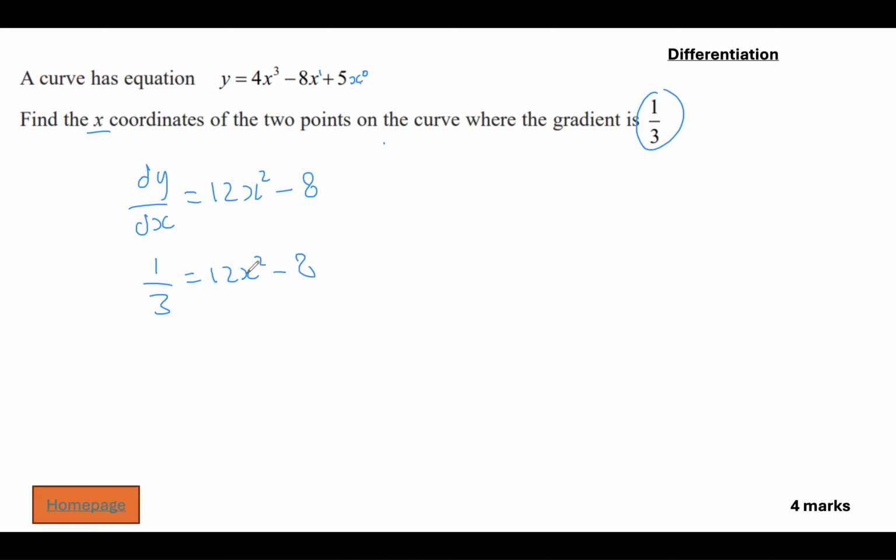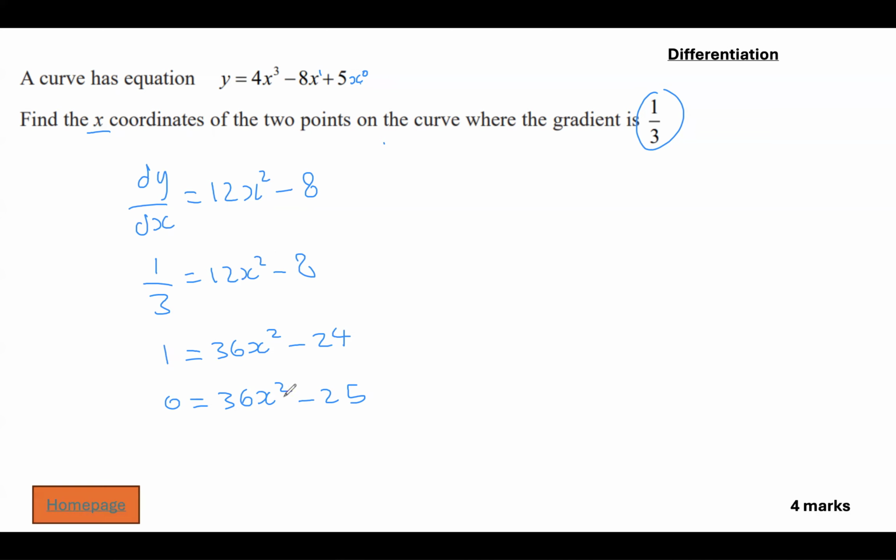We need to find x. Multiply both sides by 3. 1 is equal to 36x squared minus 24. Equate this to 0, so add 1 to both sides. We get 0, minus 25, sorry, minus 1 from both sides. So we get minus 25.